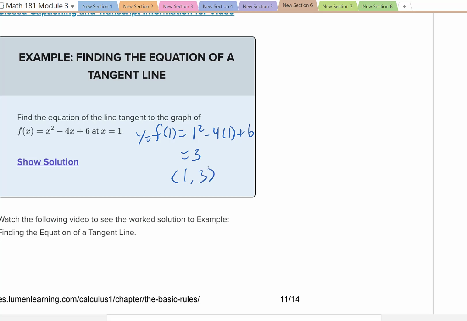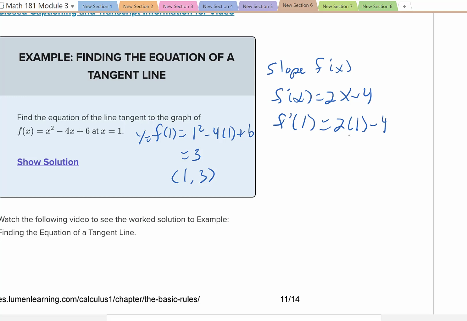Now if we want to find the slope, we need f prime of x. So f prime of x equals 2x minus 4, because the derivative of x to the 1 power is just 1, and the derivative of 6 is 0. So f prime at 1, that same x value 1, what's the slope going to be? It's 2 times 1 minus 4, which is negative 2.